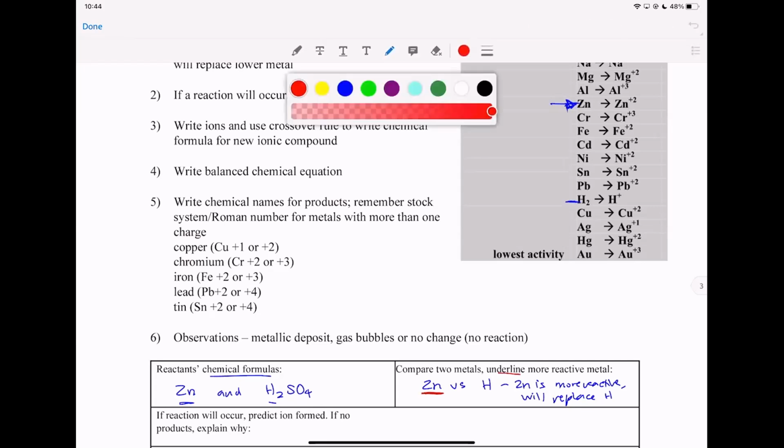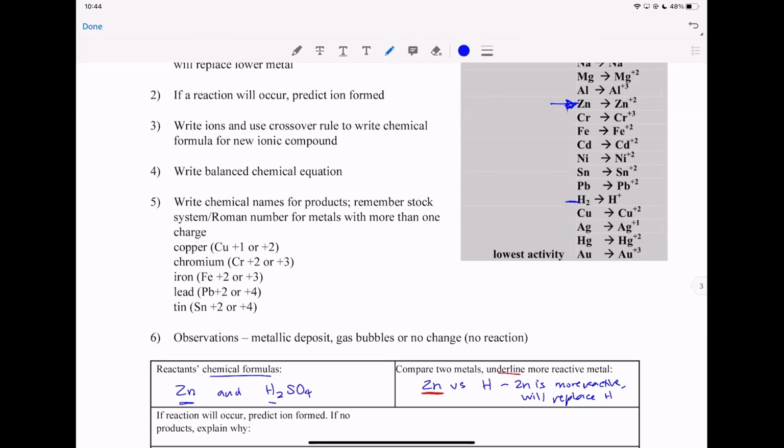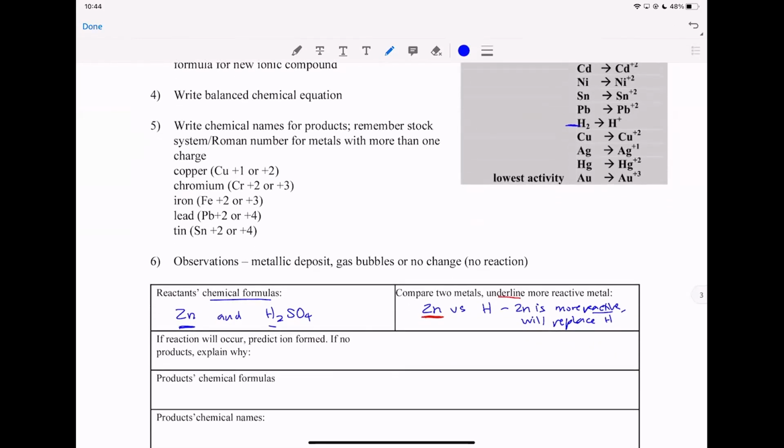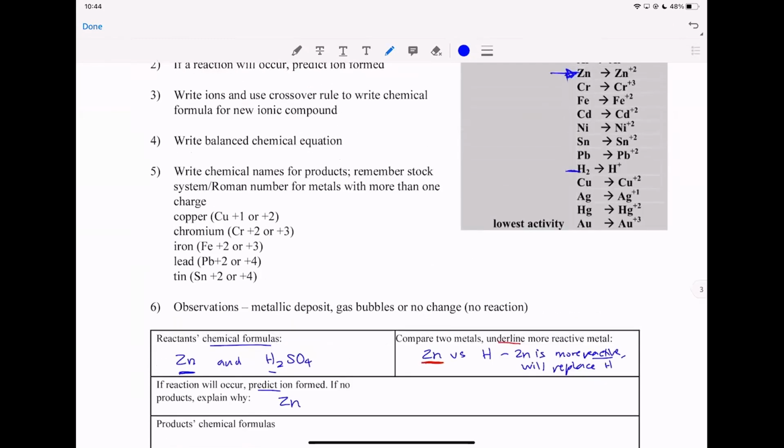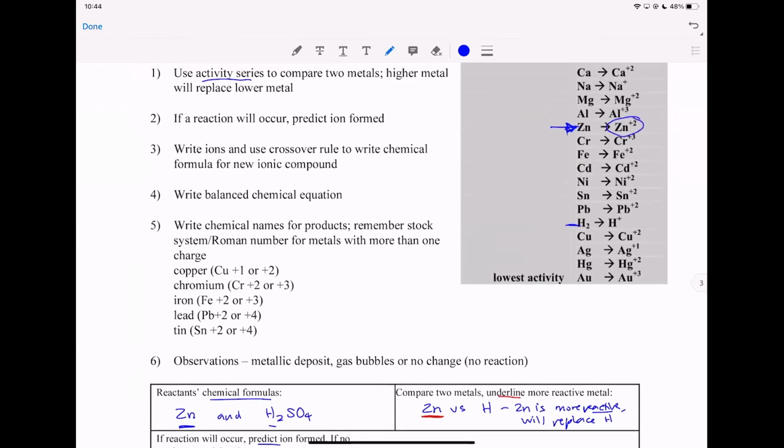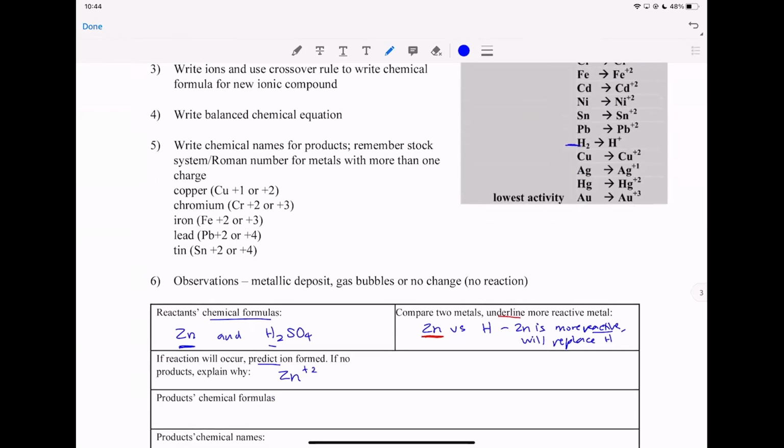So if there is a reaction that will occur, and this will occur because zinc is more reactive and it's also the metal alone, then you want to predict the ion that's formed. Okay. Now it's not always going to be that the metal alone is more reactive. So if it's not, then that would be the no reaction. Here's the box where you would explain why. But this is, so zinc forms the ion. Let's take a look. That is +2. So zinc forms the +2 ion.